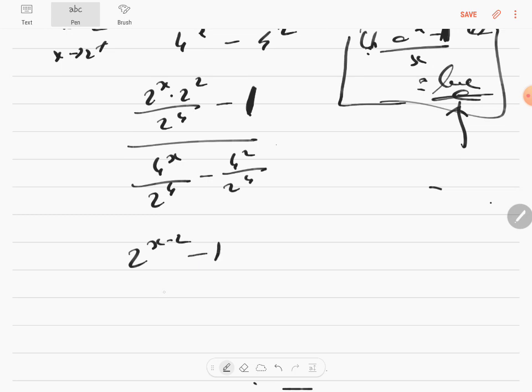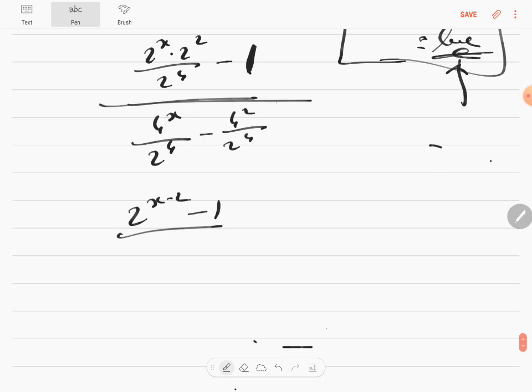Minus 4. Minus 1. By, I don't have anything now in the denominator. This denominator is 4 to the power x. I can write this as 4 to the power 2. Correct? 2 to the power 4 can be written as 4 to the power 2. And here also I can write 4 to the power 2. So it's becoming 4 to the power x minus 2, minus 1.